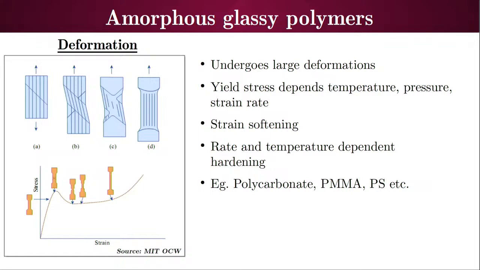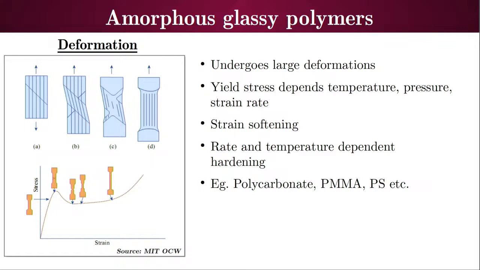So these are the advantages. They undergo large deformation. They show a yield stress which depends upon temperature, pressure and strain rate. They show strain softening, which is intrinsic to them, and rate and temperature dependent hardening behavior after the softening. Some examples are polycarbonate, PMMA, polystyrene, etc.